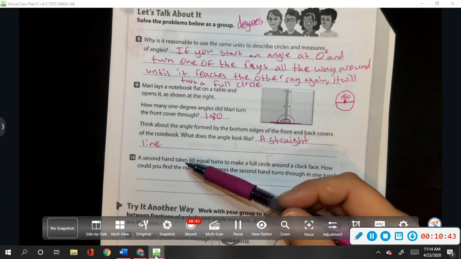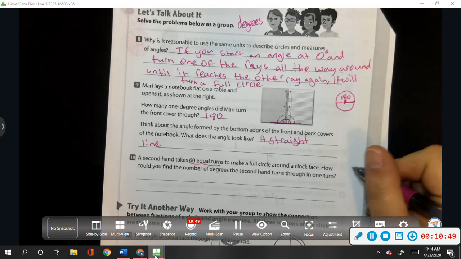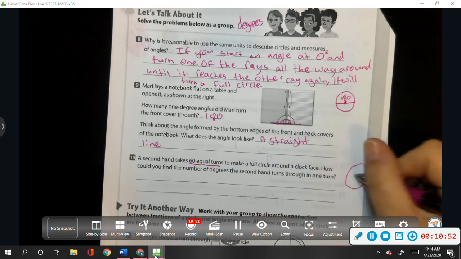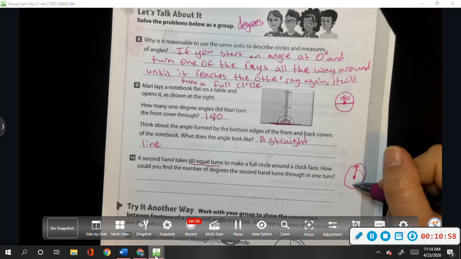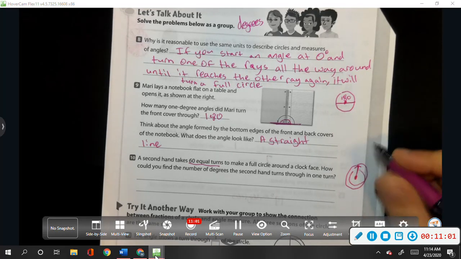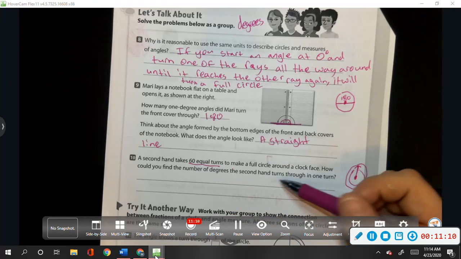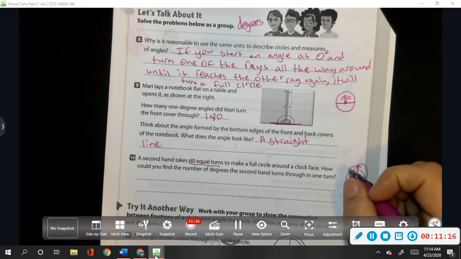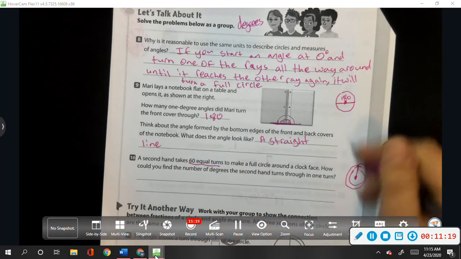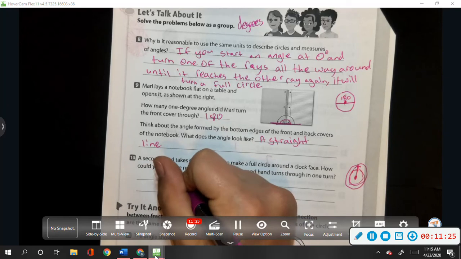Number 10. A second hand takes 60 equal turns to make a full circle around a clock. So if we're looking at a clock, the second hand makes 60 equal turns to make a full circle because there's 60 seconds in a minute. How could you find the number of degrees the second hand turns through in one turn? So in one turn, in order to get all the way to the middle of our circle again, we have to make 60 equal turns.